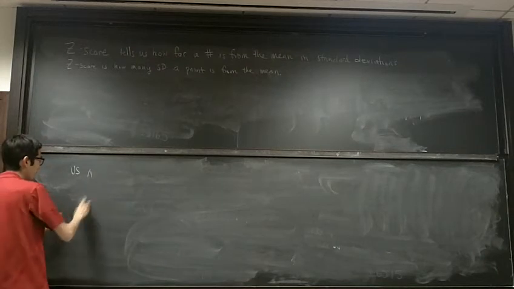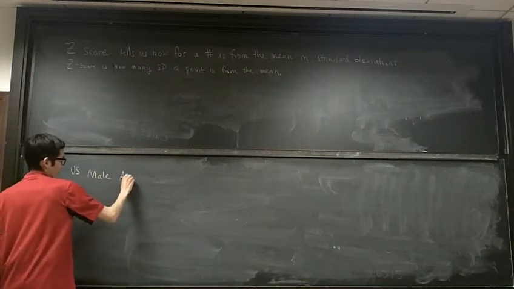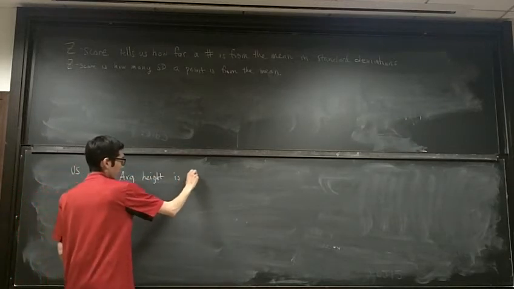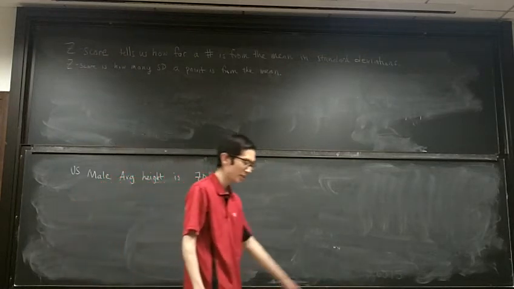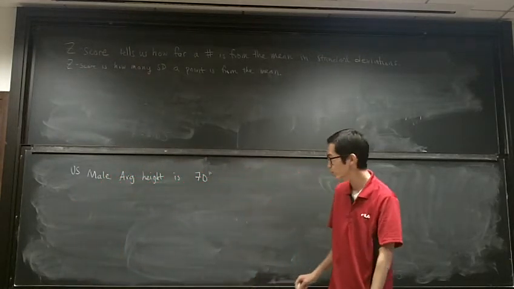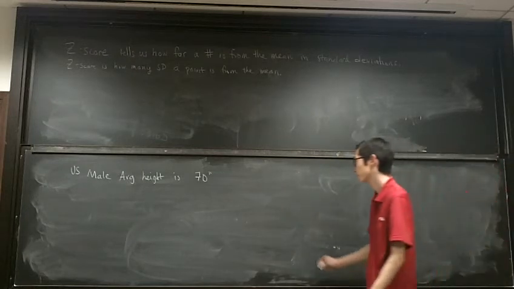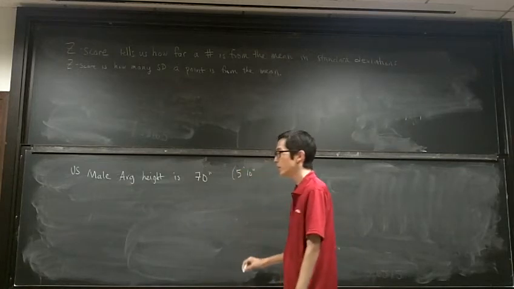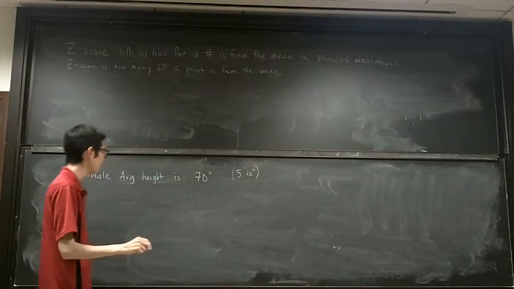All right, so I will say the U.S. male's average height, we will say 70 inches. It's probably a tiny bit shorter than that, but just for simplicity's sake, we will say 70 inches. That's 5'10". And for simplicity, we will say the standard deviation is 3 inches.